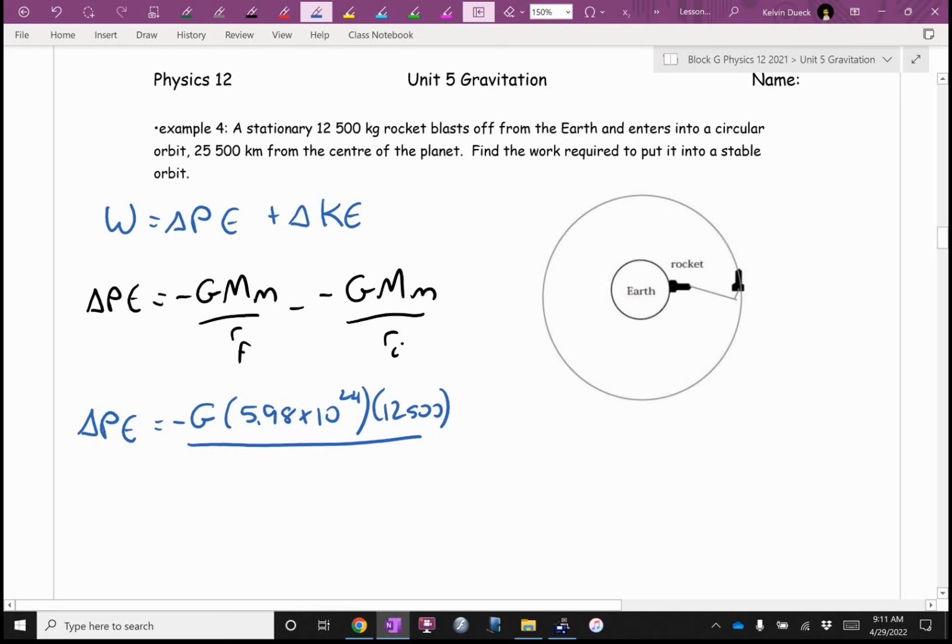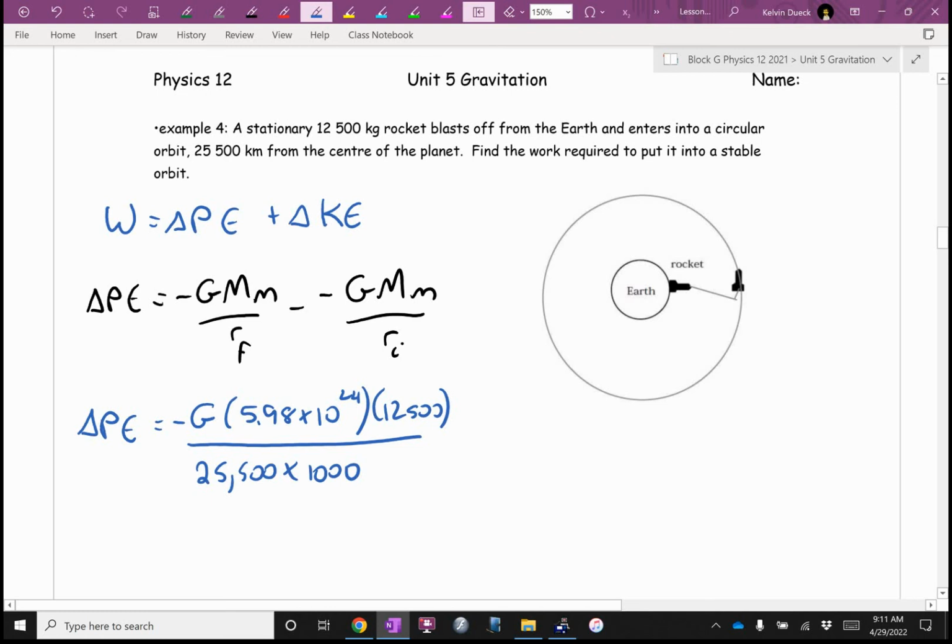That 25,500 kilometers, first of all, it's kilometers, so I'm going to multiply it by 1,000. Yes? Is it a radius or an altitude? Read the question. Do I need to add the radius of the Earth to that, or have they already done that for me? They've already done that. So I'm just going to write down 25,500 times 1,000.